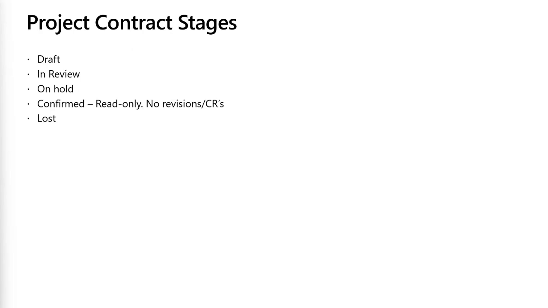At a very high level, we have a few contract stages. We have draft, in review, on hold, confirmed, and lost. The confirmed stage is an important one if you are configuring Project Operations. Once the stage is set to confirmed, the contract becomes read-only, and no revisions or change requests can be applied to that specific contract. So if your organization needs to do revisions on project contracts, we suggest that you do not leverage the confirmed state and keep it in other stages.